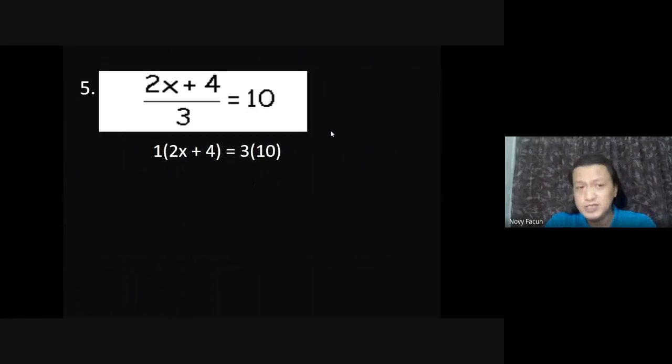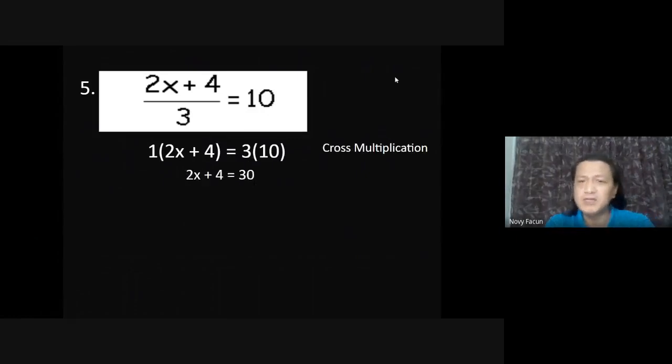Kaya, i-cross multiply natin. Kaya 1 times 2x plus 4, yun yung minultiply natin, no? Yung numerator, minultiply mo sa over 1 dito sa kabila, yung denominator. Yung 10 times 3, kaya ito siya. That is cross multiplication. Cross multiplication kasi para siyang pa-x. And you have to distribute. 1 times 2x, 2x to. 1 times 4, 4 yun. And 3 times 10, 30.